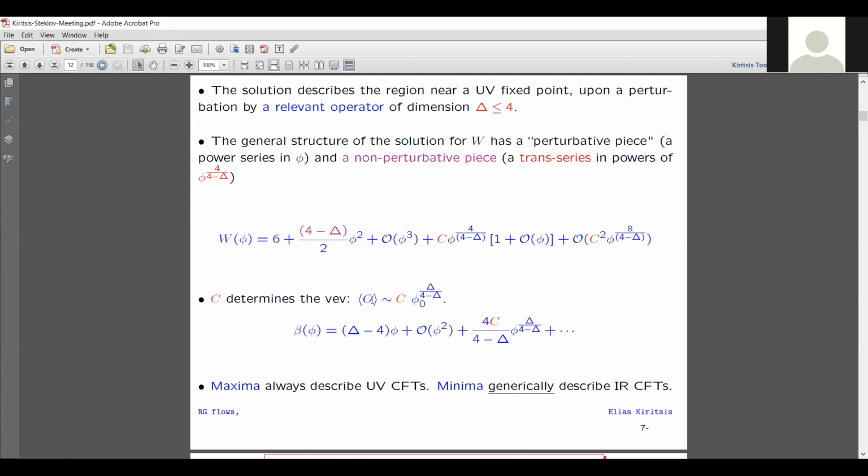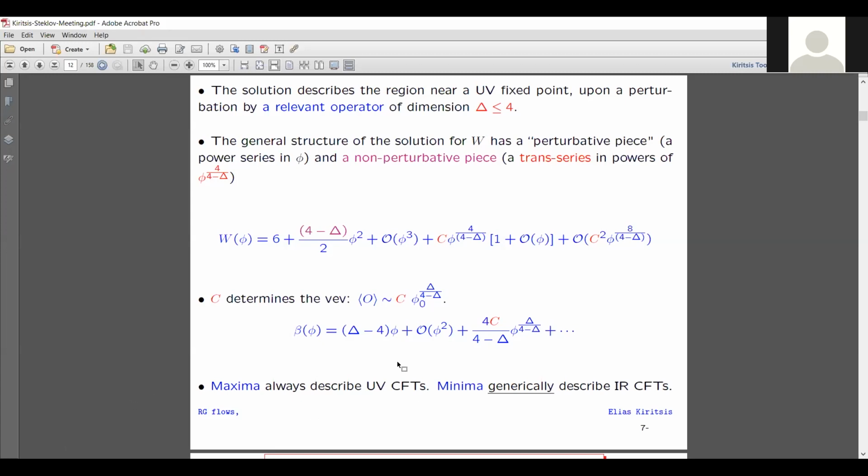That is, the VEV is this dimensionless parameter C times the relevant coupling to the appropriate power. And if we use this formula to compute the beta function, then the beta function has the structure that we expect in perturbative quantum field theory, the leading classical piece, then you have the various quantum pieces, this is the perturbative part, but then the extra parameters that are proportional to the VEV give, in fact, non-perturbative contributions to the beta function.